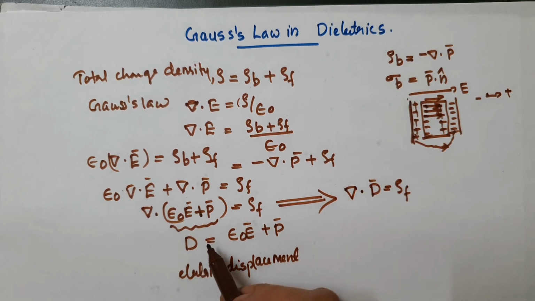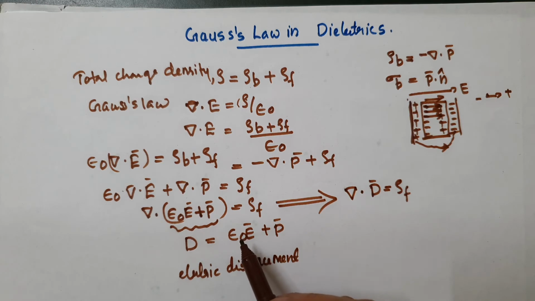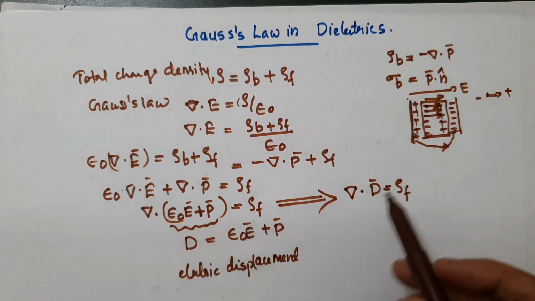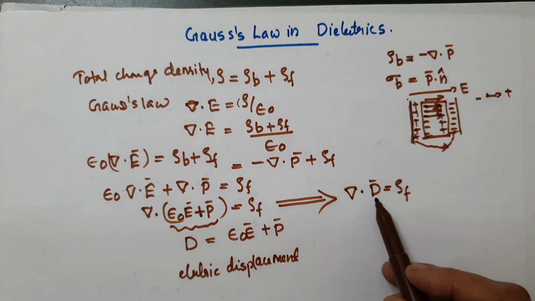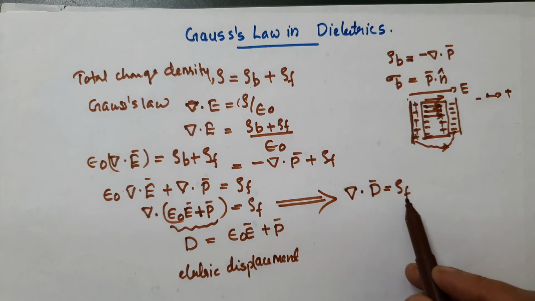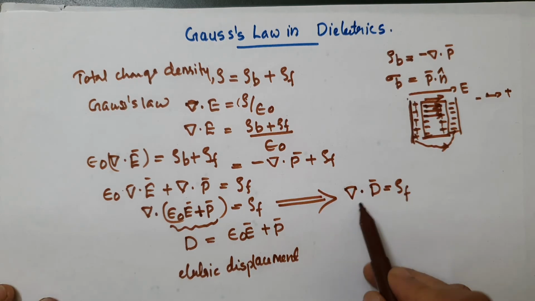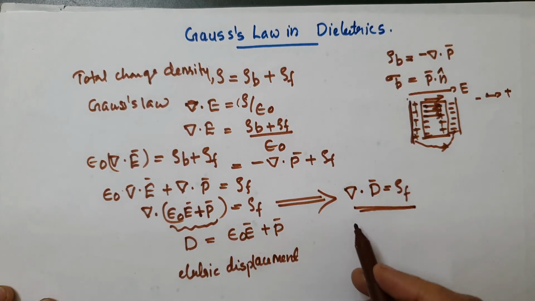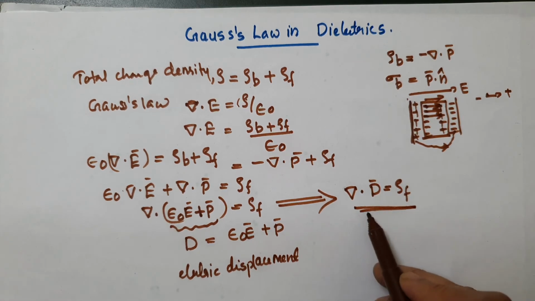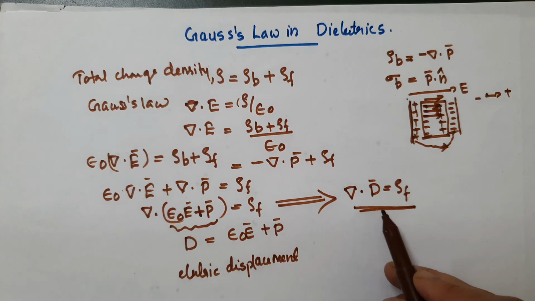The electric field can be represented in terms of the bound charges and also due to the free charges. But the electric displacement can be represented only in terms of free charges. And this equation is called the Gauss's law in dielectrics.